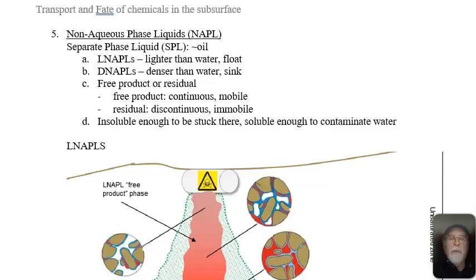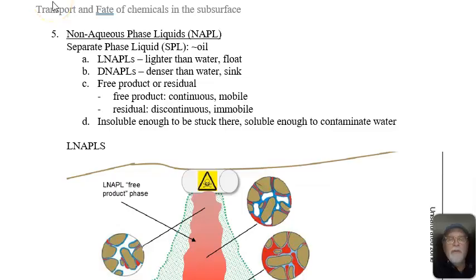One is LNAPLs, or light non-aqueous phase liquids. They're lighter than water, so they're floaters. They float on the water. And the other is DNAPLs, dense non-aqueous phase liquids that actually sink. So most of the oil you think of floats, but there are some things that sink, and we'll come to that in a little bit here.